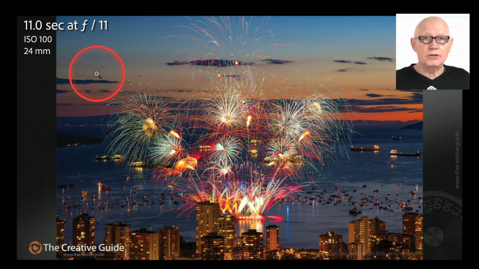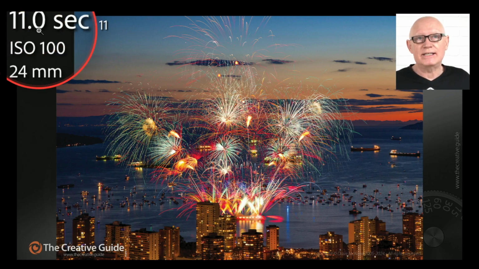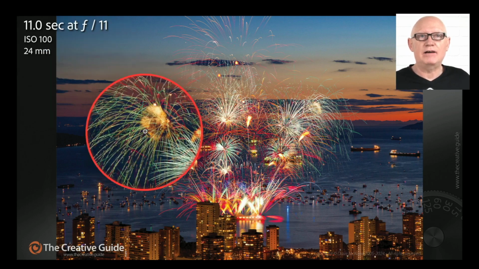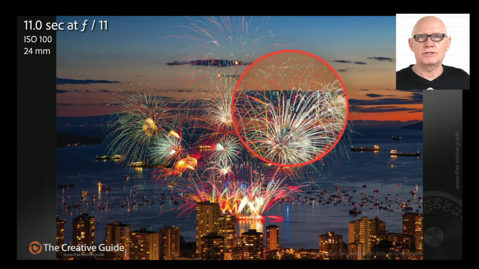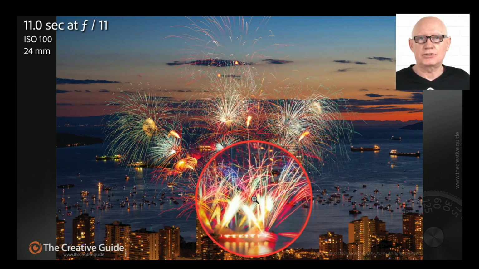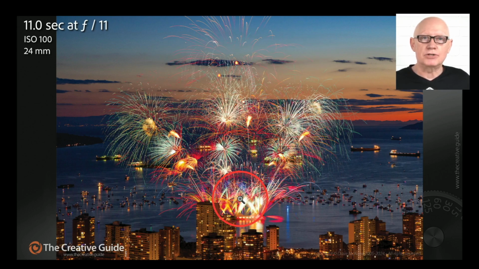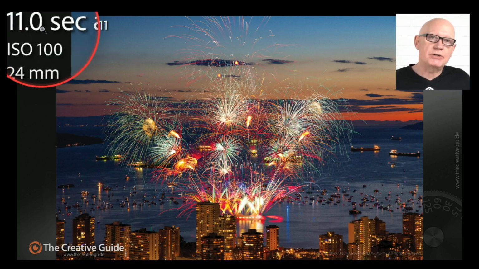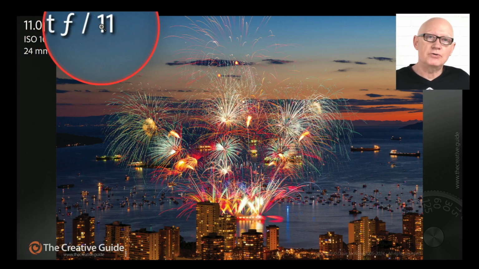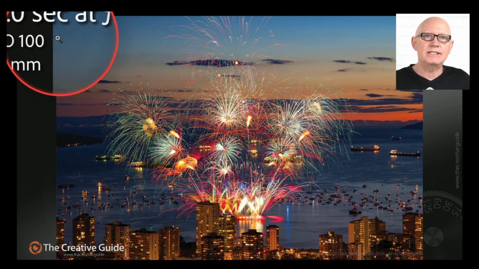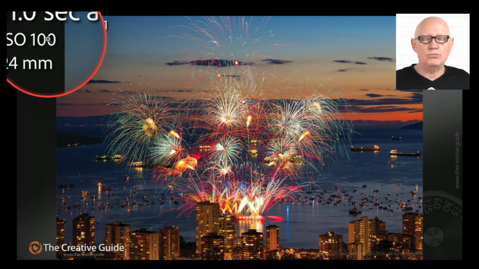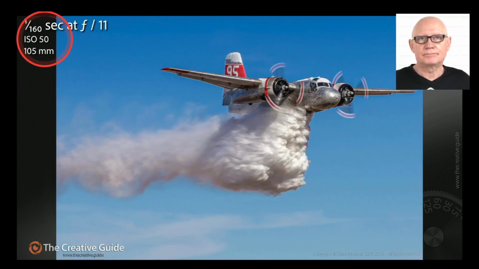Again, cameras are not going to do this for you. So 11 seconds is what's needed to be able to have multiple firework bursts recorded in one particular shot. So that's not what the viewer saw. It's multiple bursts layered over each other over 11 seconds. To make sure I don't get an overexposure, I've chosen f11, which lets in less light, and I force the camera to stay at 100 ISO to get that.